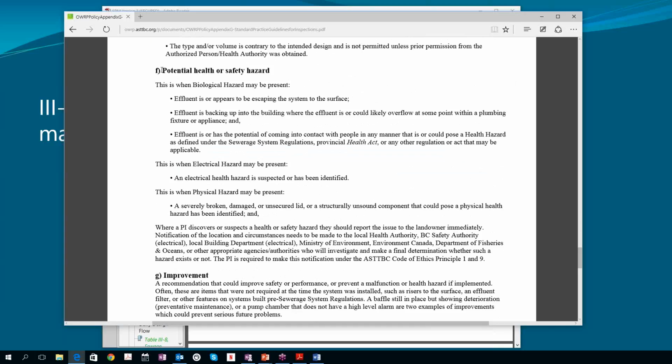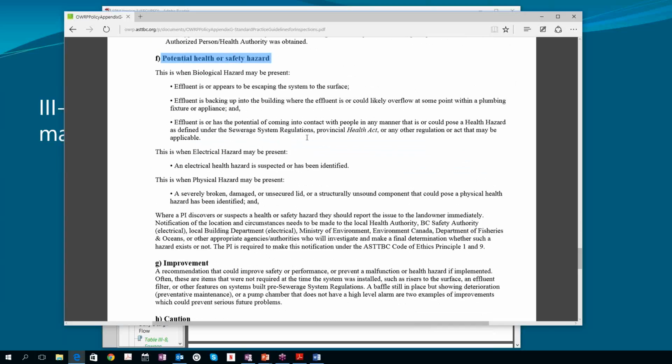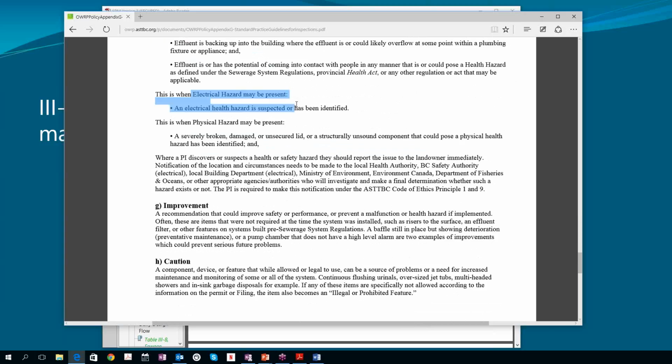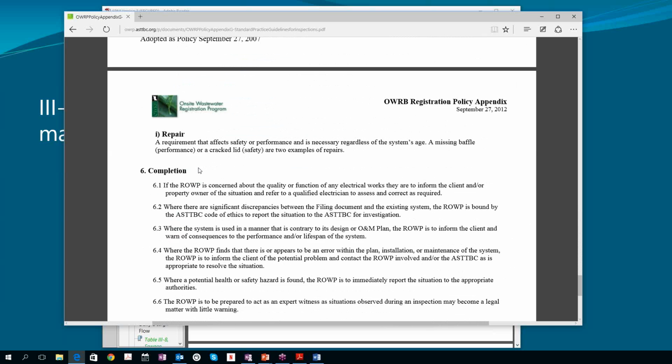Here's some more potential health or safety hazards. That could be that somebody's got a plug inside the pump chamber, for example. I would argue even the NEMA 4 junction box inside the pump chamber is a health hazard because it's not waterproof. So then there's an electrocution hazard. It mentions electrical hazards. And then we get improvement, caution, and so on.